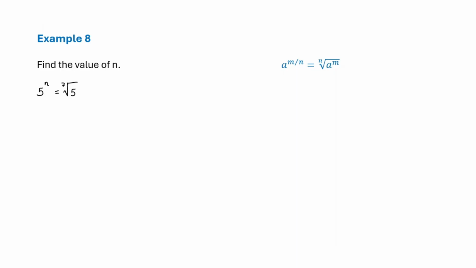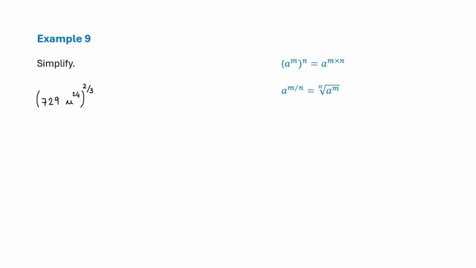We'll use the fractional power rule. Remember, the denominator of the fraction becomes the index of the root, while the numerator becomes the exponent of the number inside the root. There is no exponent written on the 5, so its exponent is 1. This means that the 7th root of 5 can be written as 5 to the power of 1/7. The bases are the same, so the exponents must be equal. Therefore, n is equal to 1/7.